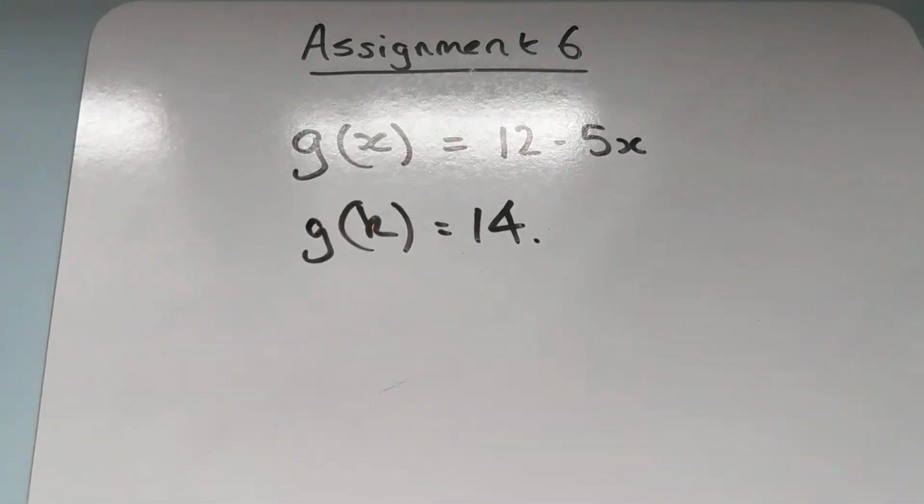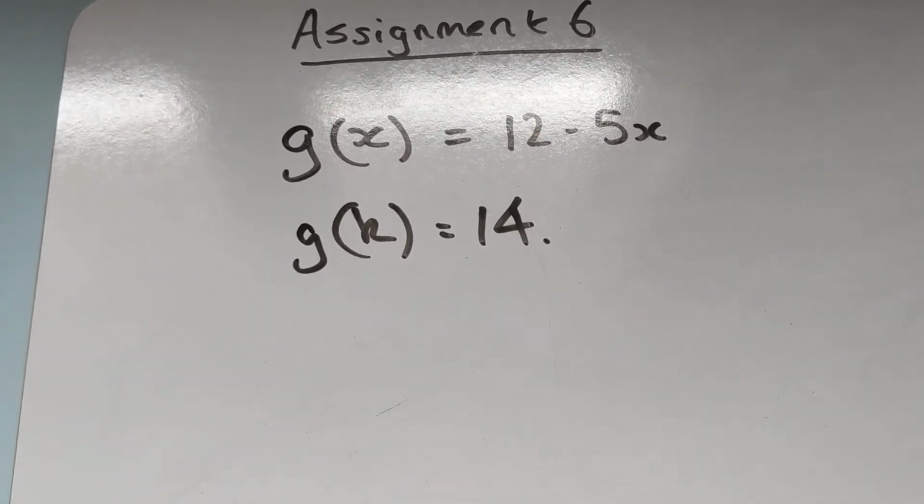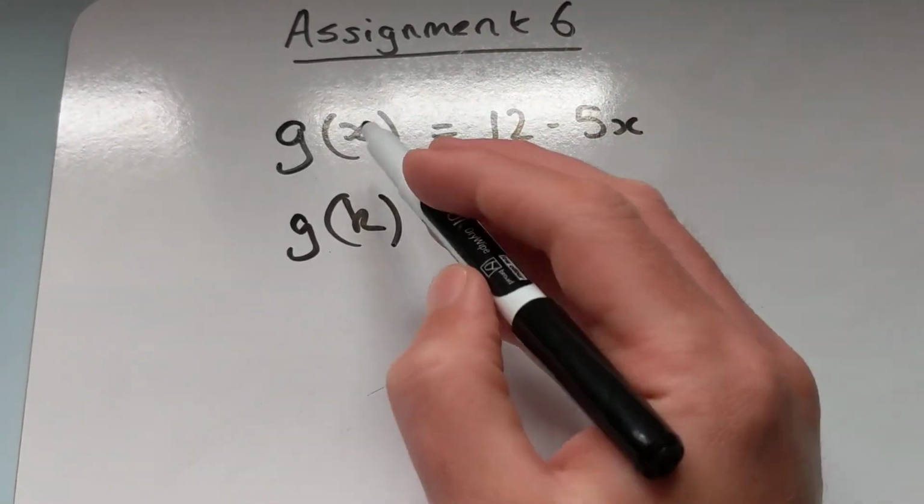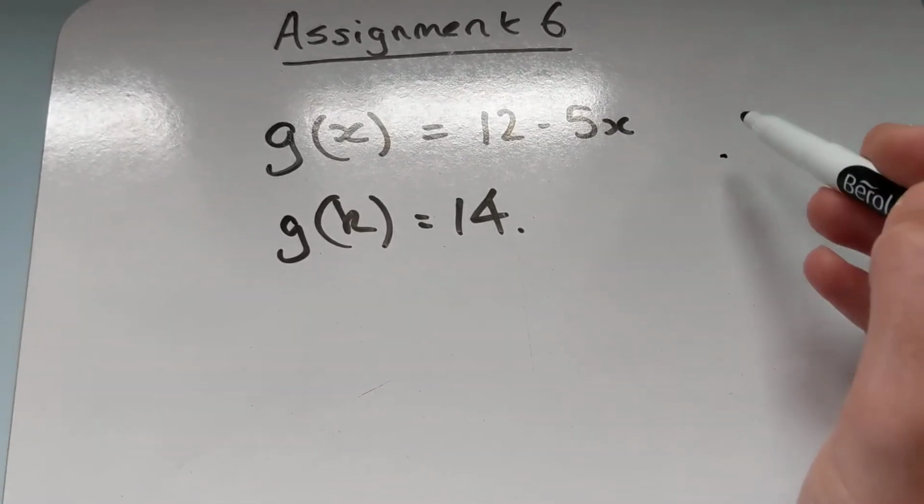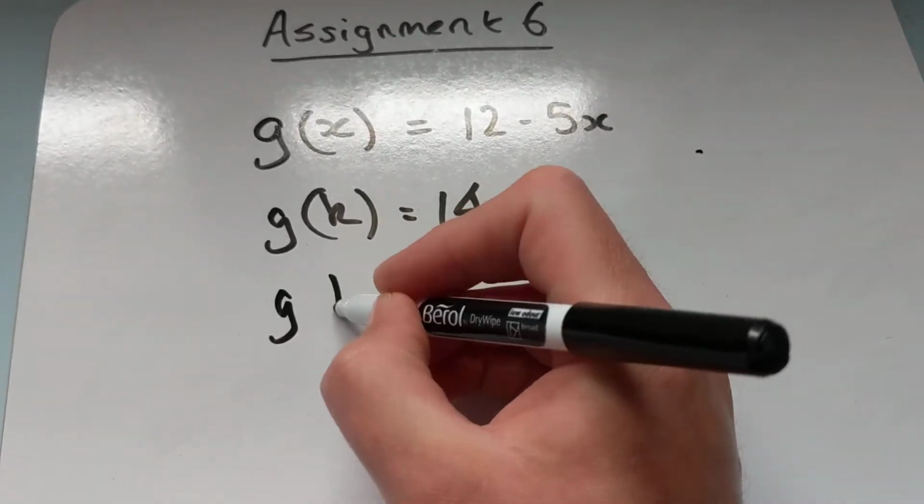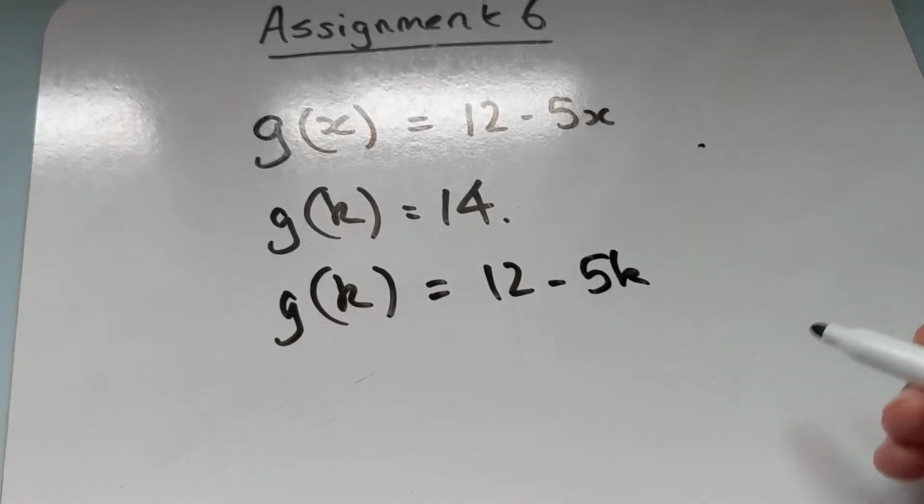Alright, for 8 part B, you're asked to solve g(k) equals 14. So if you didn't watch the functions lesson on Friday, this one will be tricky for you because you'll just not be used to it. It's nothing hard, it's just that you need to get used to it. So if you put an x into your function, 12 minus 5x comes out. If you put a k into your function, 12 minus 5k comes out.